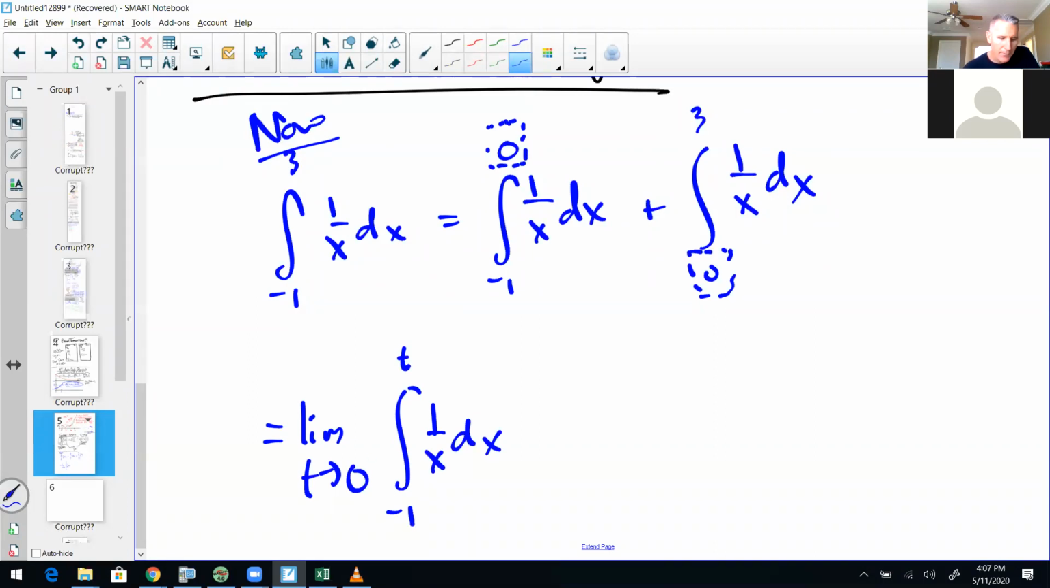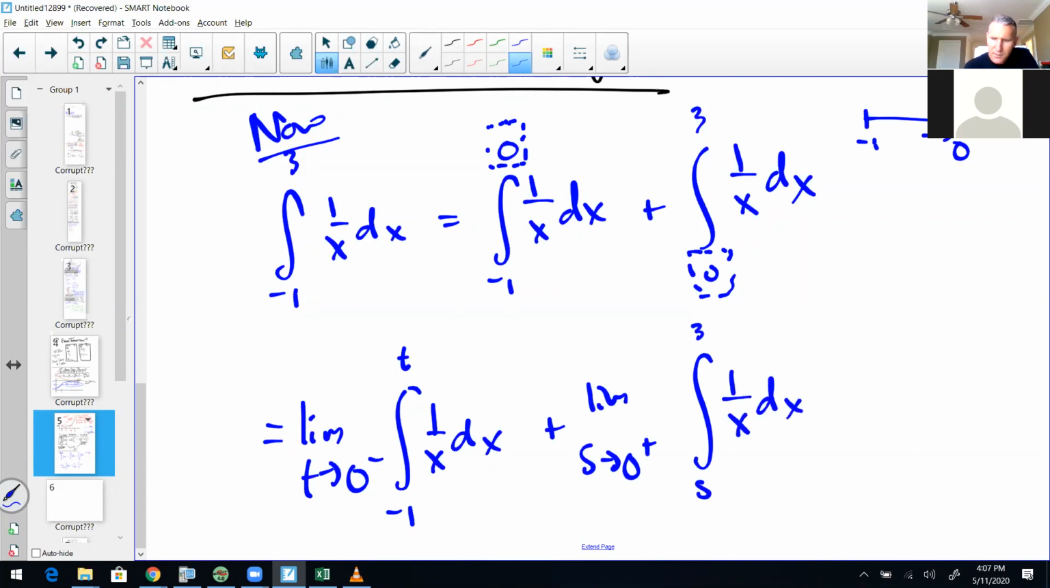Left. Left. And why is it from the left? Because if you look at -1 to 0, you're approaching 0 from the left on this interval, right? Plus the limit as s approaches 0 from the right of the integral from s to 3 of 1 over x dx, because on this interval from 0 to 3, I would be approaching 0 from the right on that guy, okay?